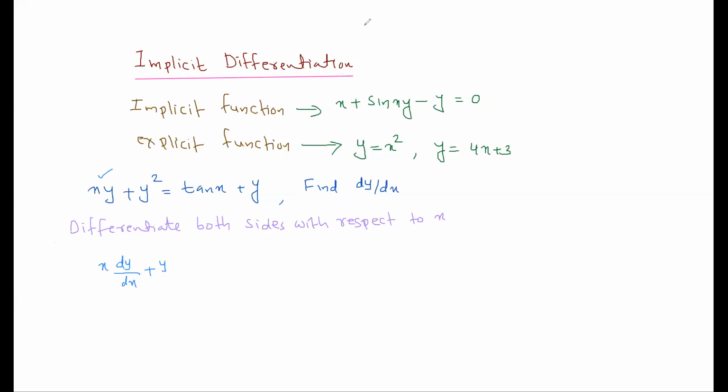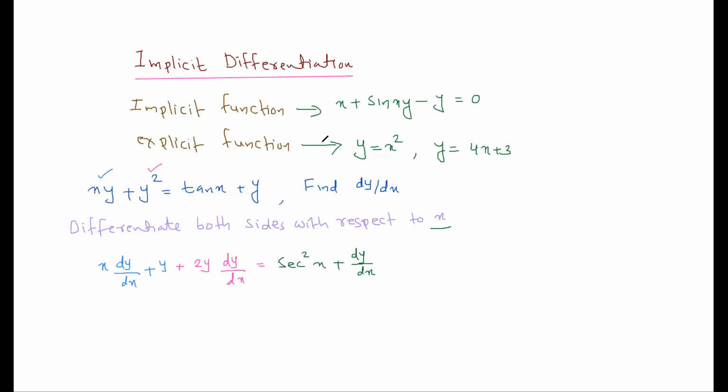Now plus derivative of y square. It is of the form x square, so we can use chain rule. The derivative of x square was 2x, so the derivative of y square is 2y, but we are differentiating with respect to x, so we apply chain rule. Whatever was in place of x, here a single term y, we multiply by its derivative, that is into dy by dx. Equal to derivative of tan x, which is sec square x, plus derivative of y, which is dy by dx, because we are differentiating with respect to x.